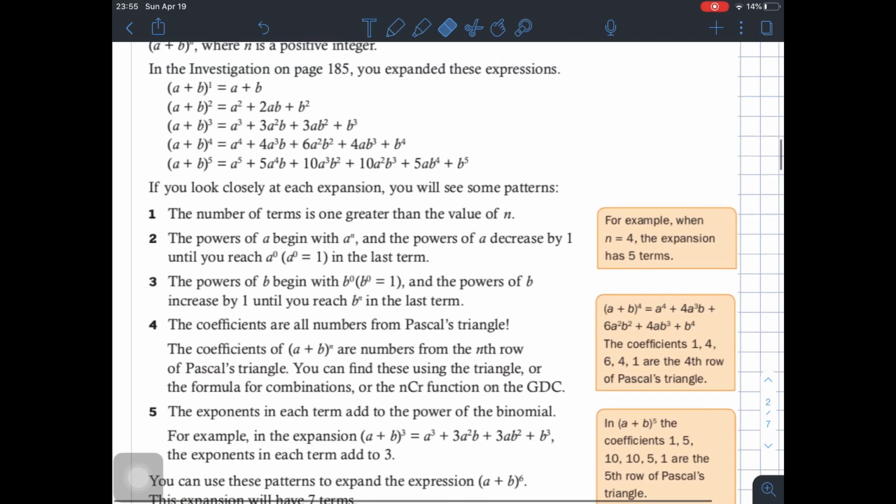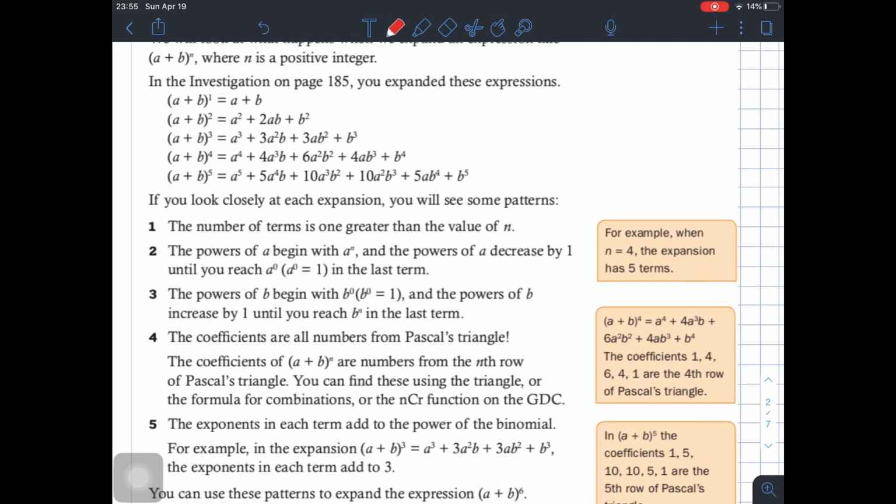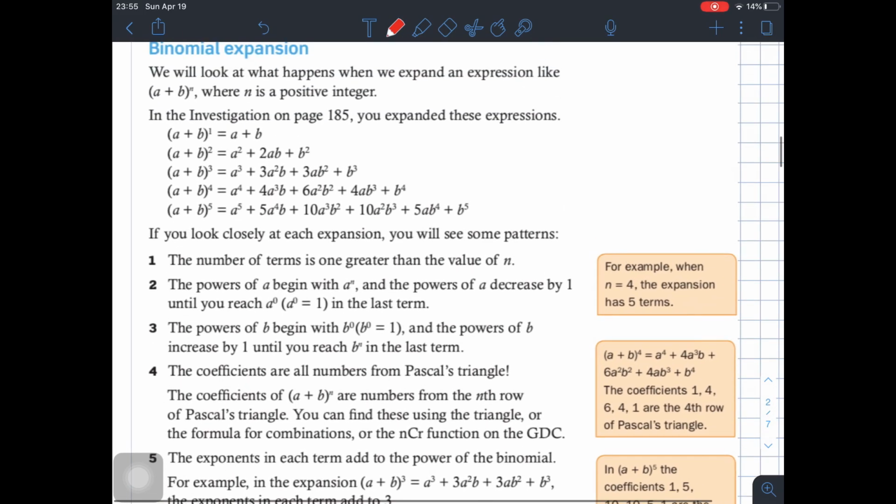So here it says, if you look closely at each expansion, you will see some patterns. Number 1, the number of terms is 1 greater than the value of n. The number of terms is 1 greater than the value of n. What does that mean? If the power is 1, you see that I have 2 terms, right? 2 terms.